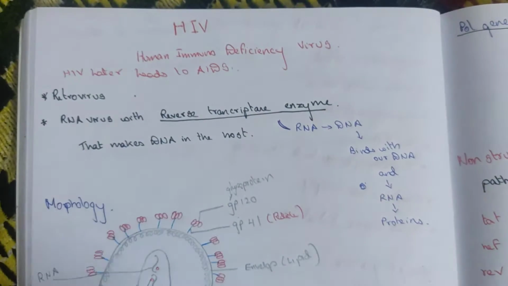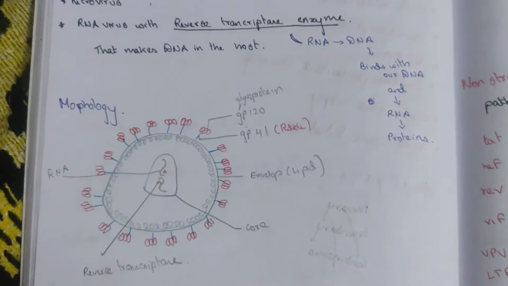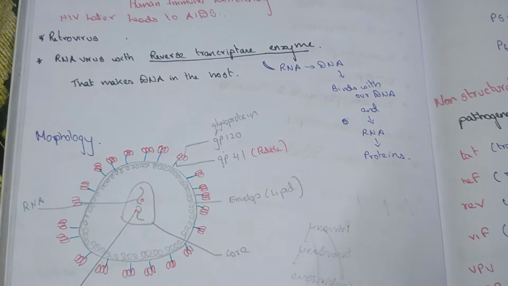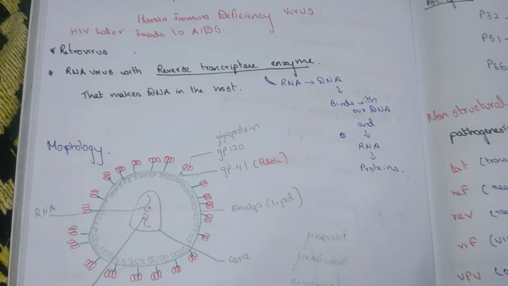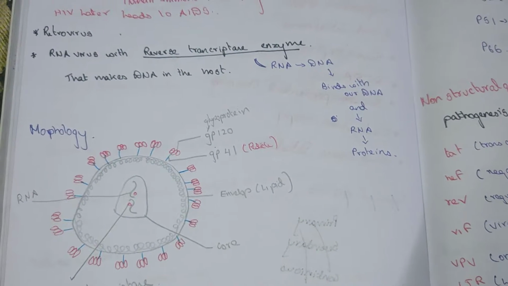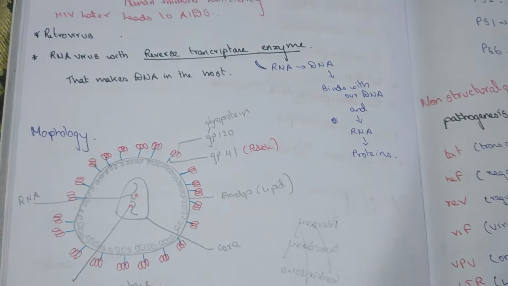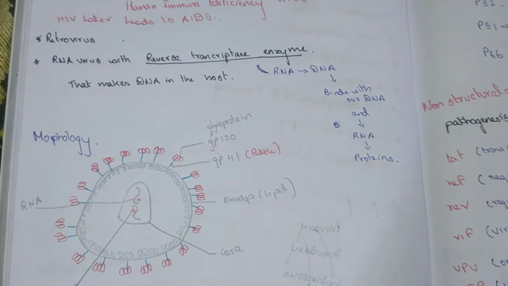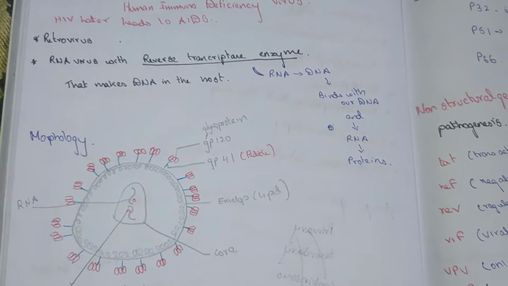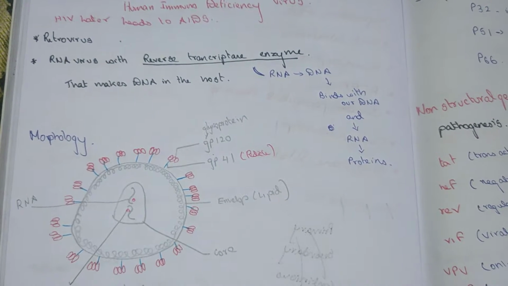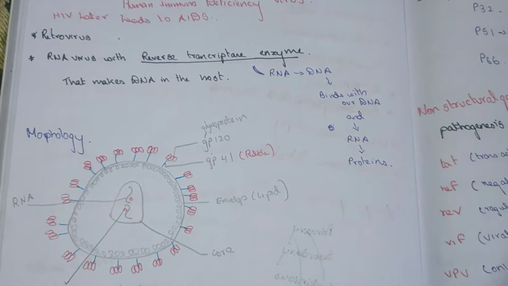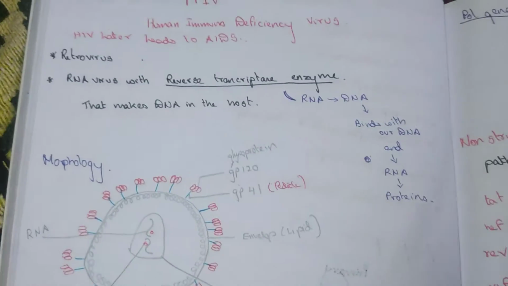Now we are going to see about the morphology of the HIV. This HIV virus is divided into two parts. Now we are going to see about the HIV genes as well as its morphology and some of the pathogenesis. In the next video, we will see the remaining pathogenesis, as well as lab diagnosis, treatment, and how to prevent AIDS. Now we will see about the morphology.